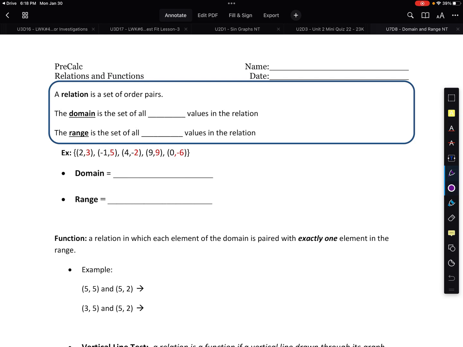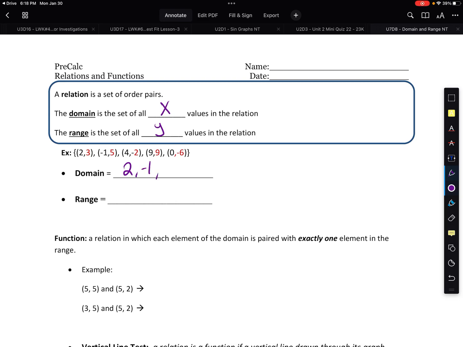So we're talking about a relation. And a relation is a set of ordered pairs. And within those ordered pairs, we have two things. We have domain, which are the x values, and we have range, which is our y values. So if we literally just have a list of points, it's a relation right there. There's x's, there's y's, they combine to make points. Our domain is all the x values.